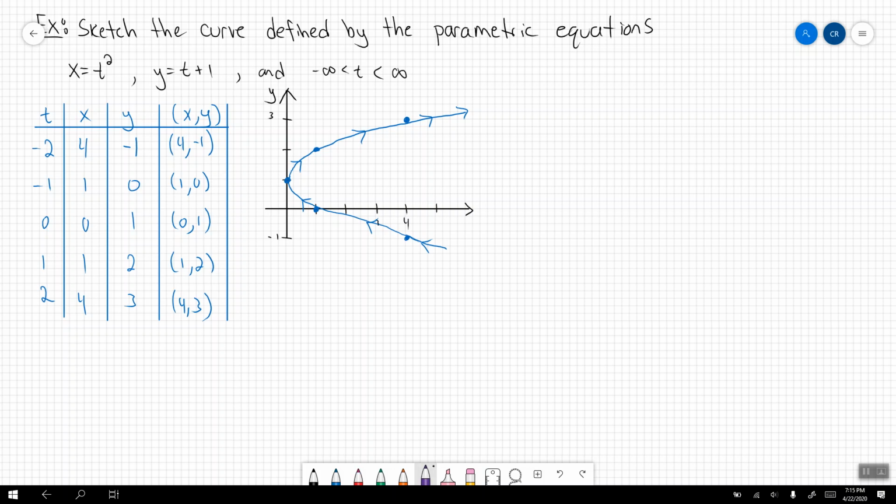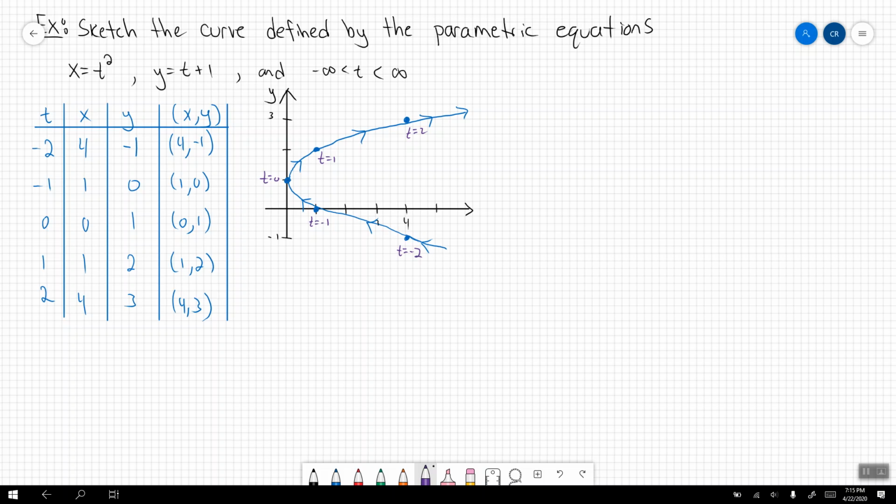Now, if we want to get a little bit more accurate here, this first point that we found, this point of 4, -1, this was a t-value of -2. The next ordered pair that we found was a t-value of -1, then a t-value of 0, then a t-value of 1, then a t-value of 2. Notice I explicitly give these t-values, that way we can see what way it's increasing, not only with the directional arrows, but we can also say, hey, t is increasing in this direction, therefore just follow the arrows.